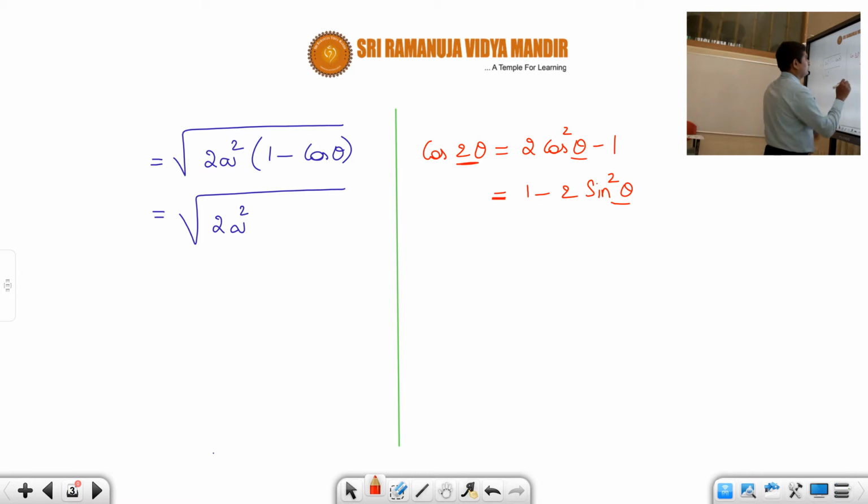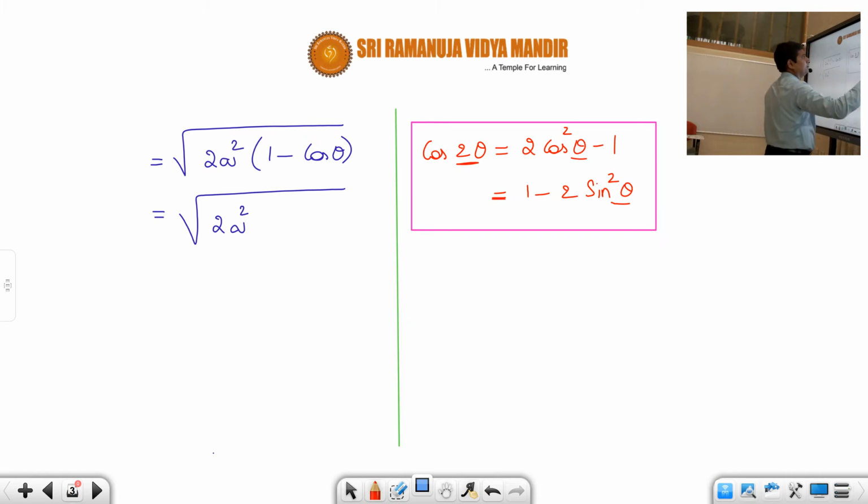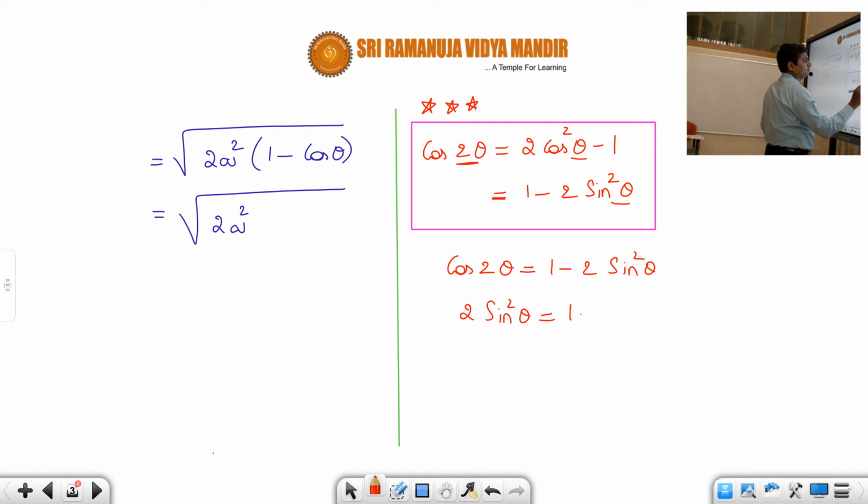Now from this I will use cos. Here they have given 1 minus cos theta, students. So what we can do is use the second equation. Please note down this formula, students. This is very very important. Now I'll use the second equation, where cos 2 theta is equal to 1 minus 2 sin square theta, or I can write it as 2 sin square theta is equal to 1 minus cos 2 theta.